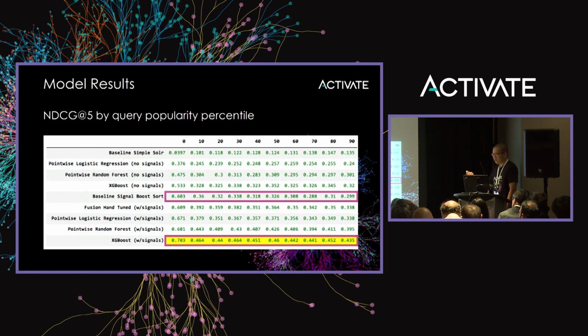The drop-off is true for other LTR models, but for XGBoost, you see much more of an improvement in tail queries over the signal boost sort. So you can see that XGBoost is able to properly blend between content features and signal features to get the best of both worlds. For tail queries, it's probably going to let off the gas on the signal-based features, and then the content features will take over at that point.